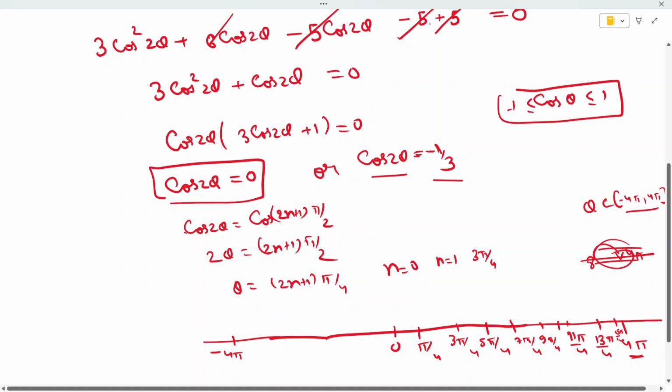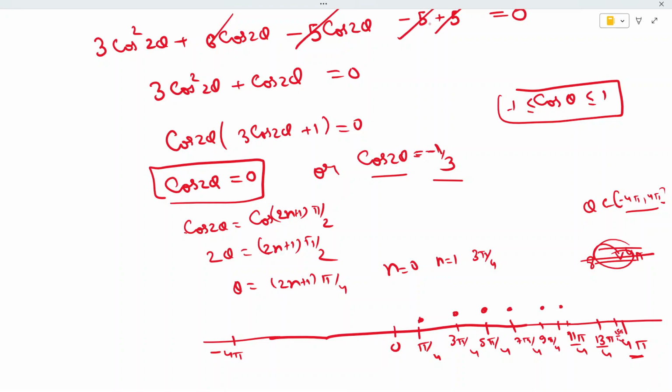So from here we get 1, 2, 3, 4, 5, 6, 7, 8. 8 points we get on the right hand side. Similarly, 8 points we get on the left hand side, on putting n equal to minus 1, minus 2, minus 3, minus 4 up to minus 7. So from here we get 16 solutions.